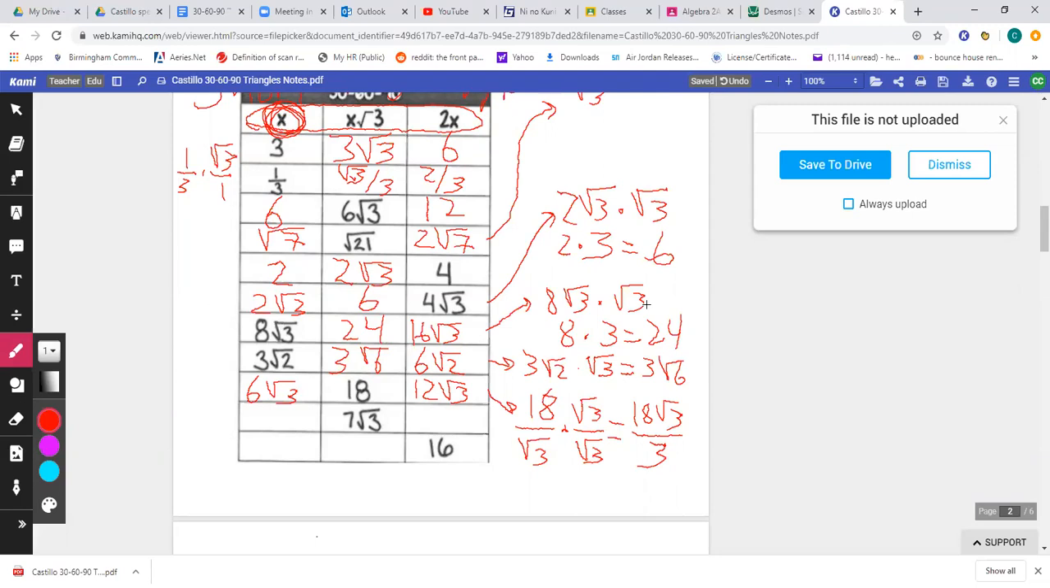Okay, so everyone do the last 2 rows. The last 2 rows are very simple. The 7 root 3 is very similar to up here when we had 6 root 3 as the long leg. And then 16 as my hypotenuse. You could just look at any of these to see what these are going to be. And after that, we'll just go through the problems, and then you could do your homework.